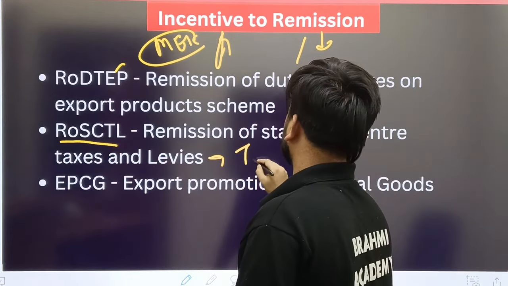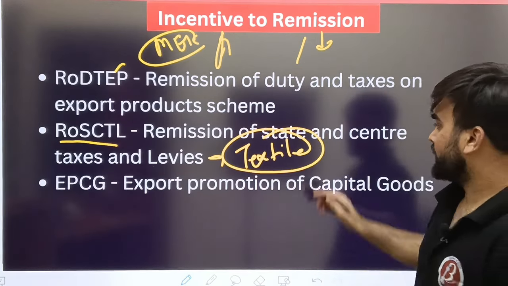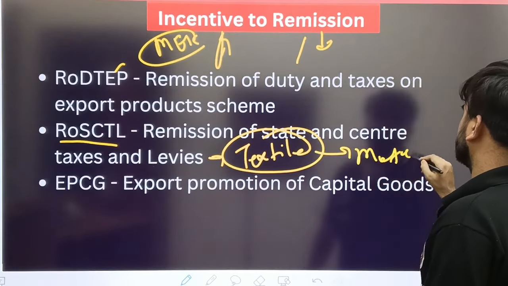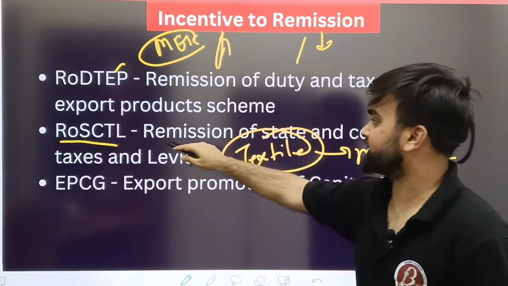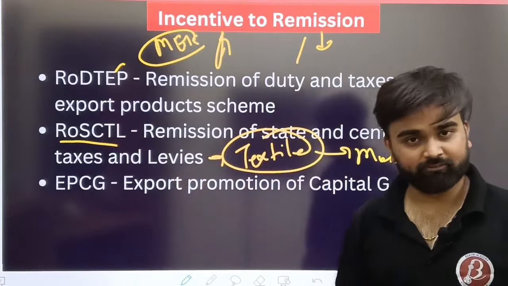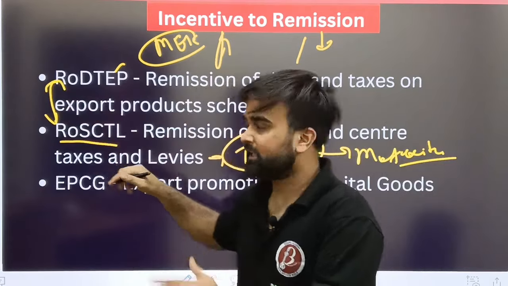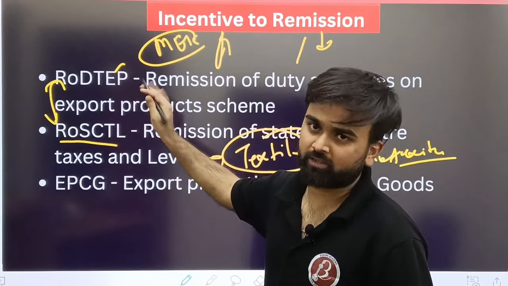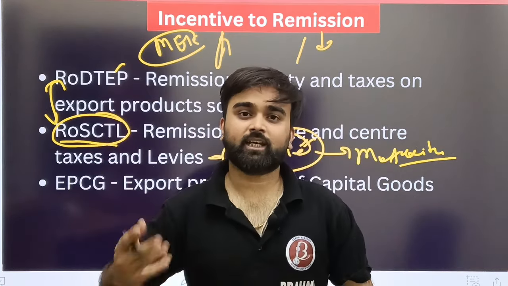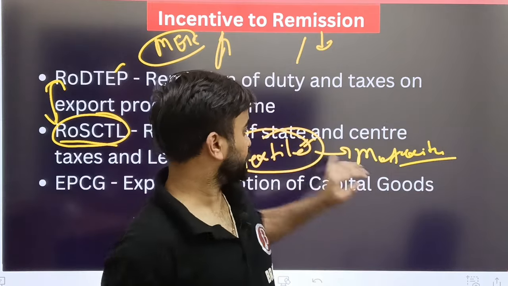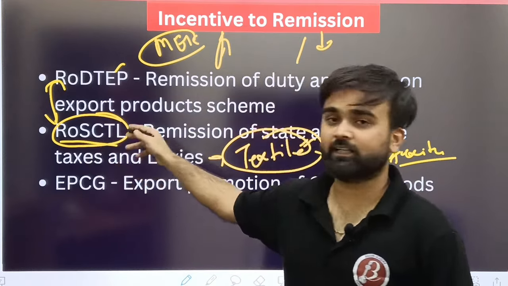This is for textile. This is given by the Ministry of Textiles. Just remember this line: ROSCTL, Remission of State and Central Taxes and Levies. This and this are completely the same. They are for different products, different merchandise, and this one is for textiles or apparels. Textiles means cotton, yarn, blankets. These are all textiles. So for that, the Ministry of Textiles gives out the same scheme, which is known as ROSCTL, Remission of State and Central Taxes and Levies.